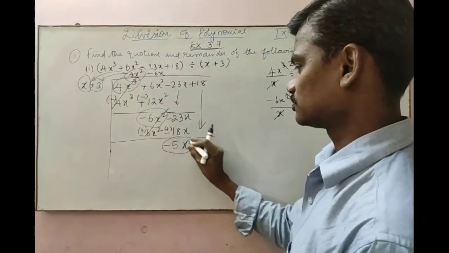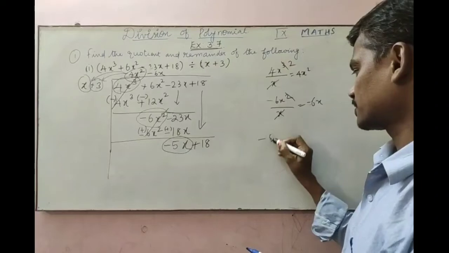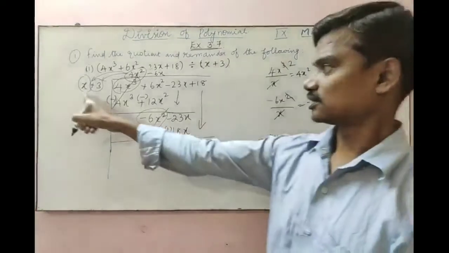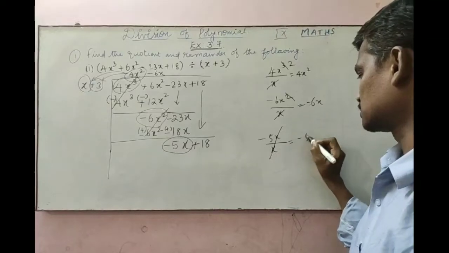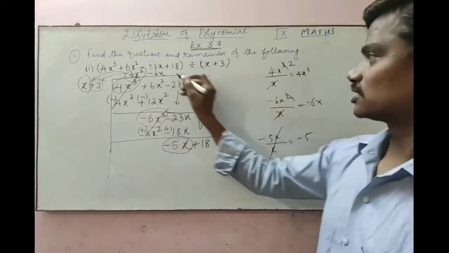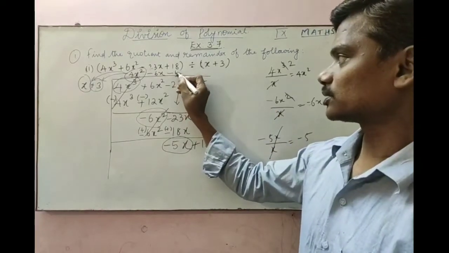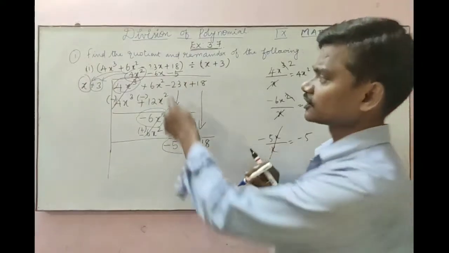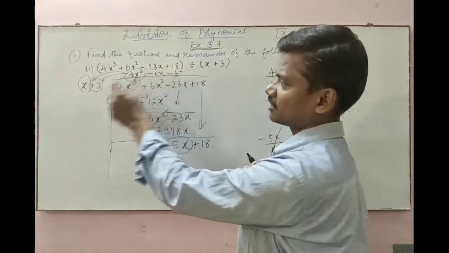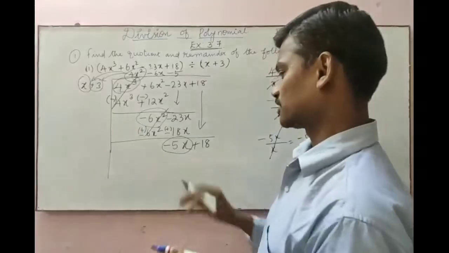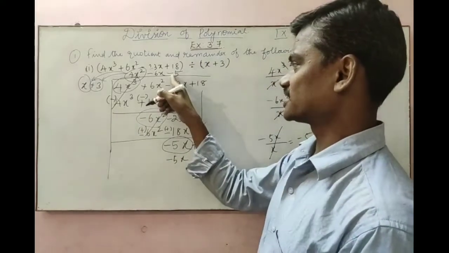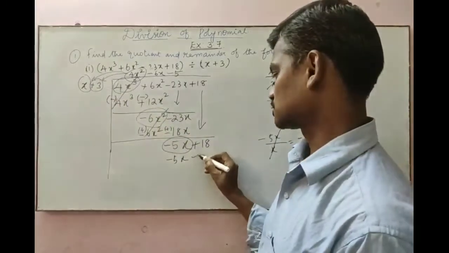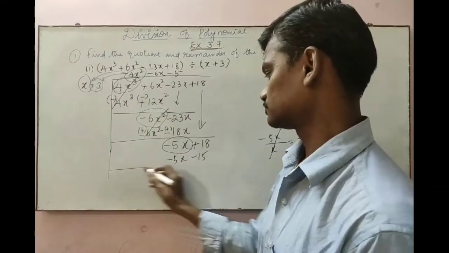What is this term? Minus 5x divided by, again, the first term of this divisor, x. These two get cancelled. You will get minus 5. That goes to the quotient, minus 5. Again take this minus 5 and multiply with x. You will get minus 5x. Minus 5 into plus 3 gives minus 15.